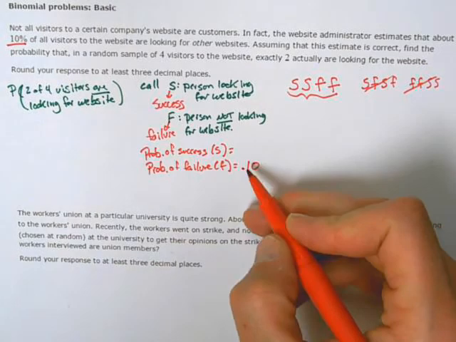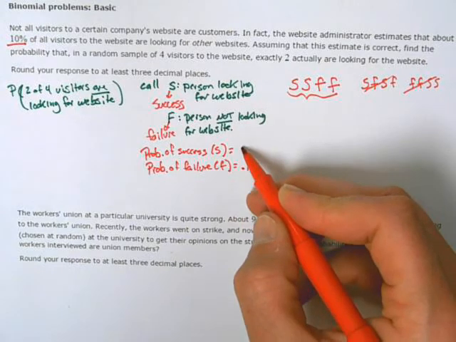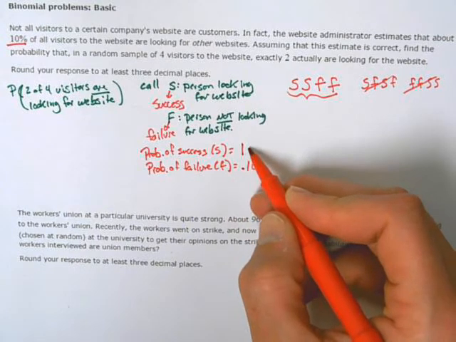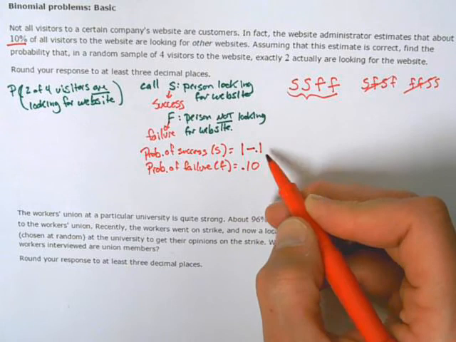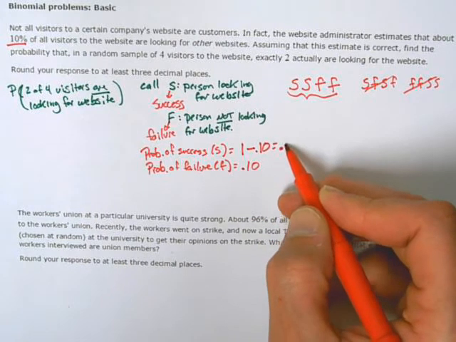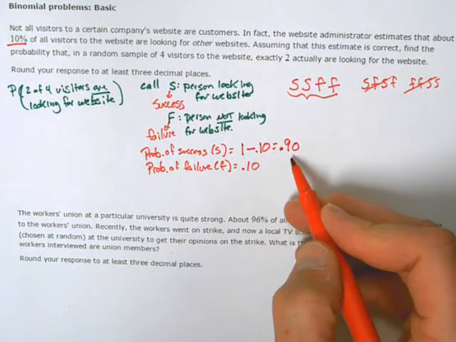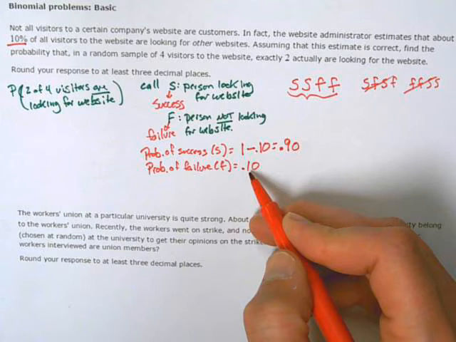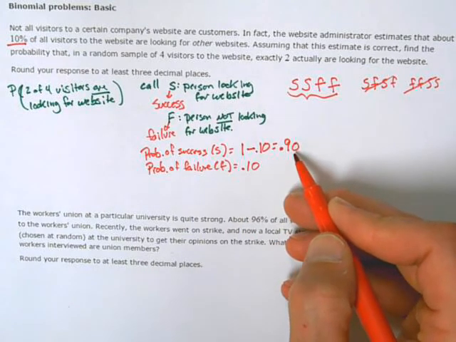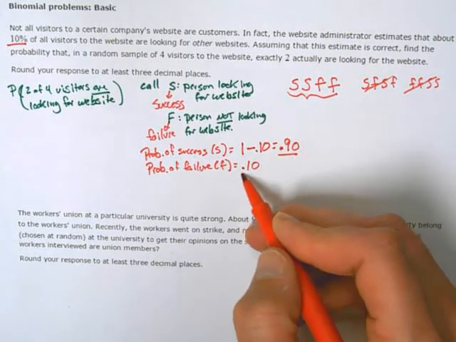That means that the probability of success is the complement of that. In other words, if you took 100% and subtracted the 10%, or you did 1 minus 0.10, that's going to give us 0.90 or 0.9 as the probability of success. So if 10% of the people are not looking for the website, that means 90% are looking for the website. So that's the way I'm going to calculate my probabilities of success and failure.